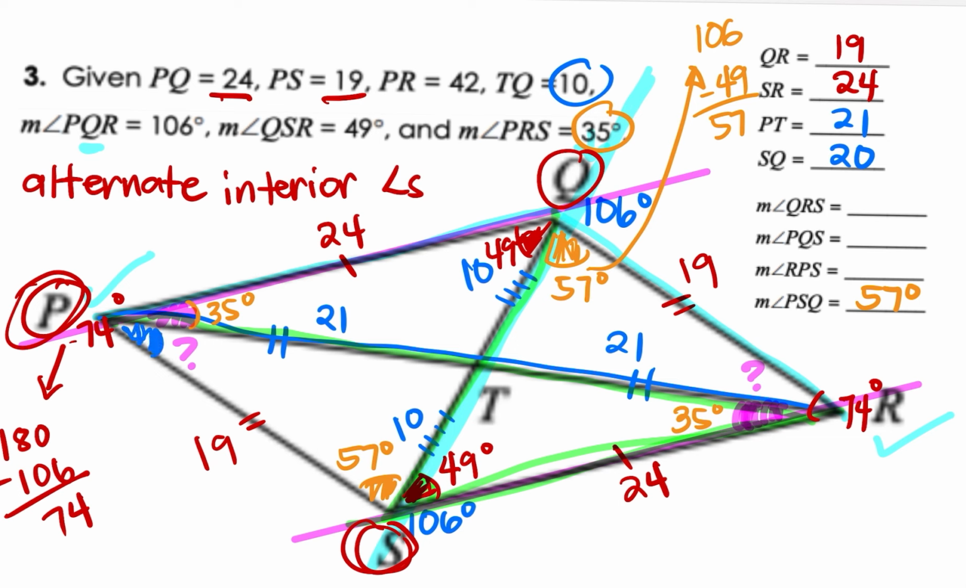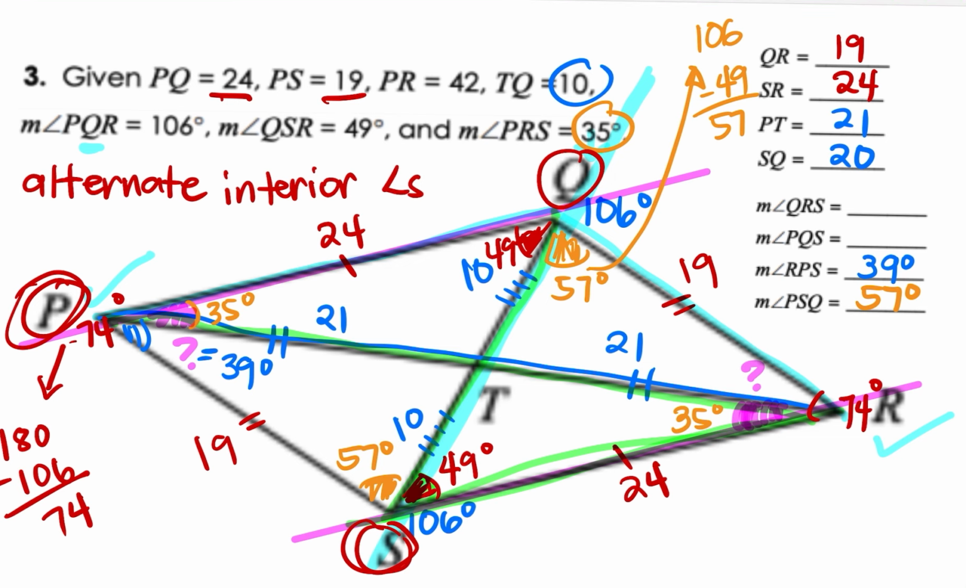Now that we have angle P or R, we can now find this angle, let's color this with blue. So this angle right here, which is called RPS. So RPS is going to be 74 minus 35. That would be equal to 39 degrees. So then therefore RPS, which is one of the missing angles, is 39, and we're writing that in the blank.